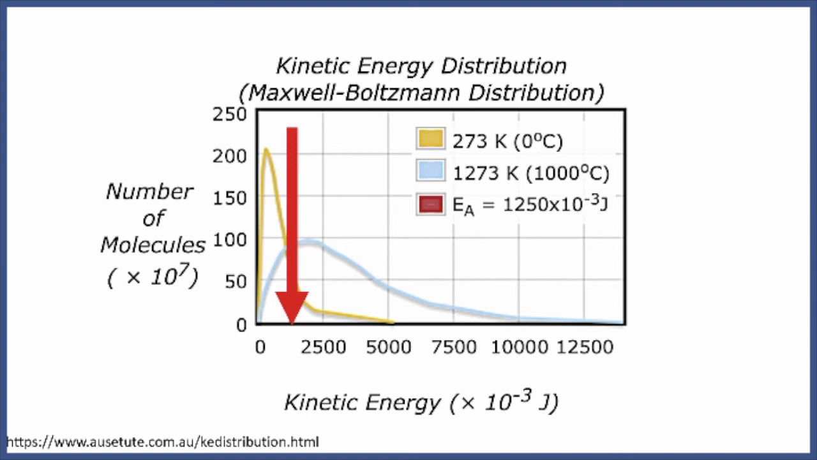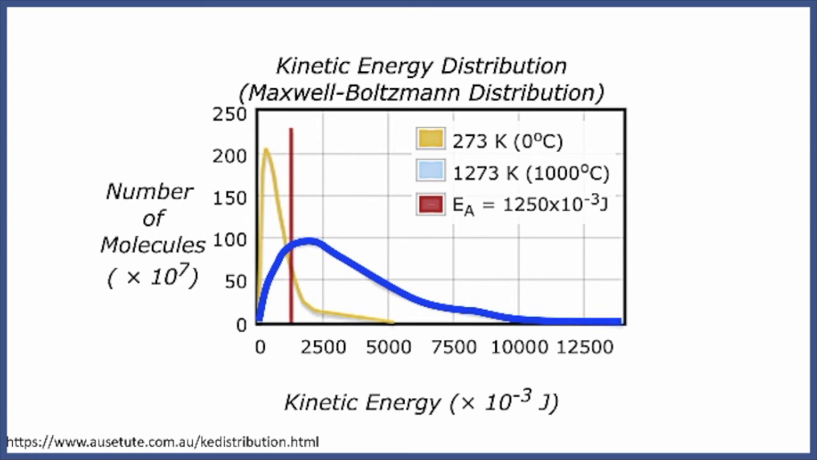We see in our diagram how the yellow curve shows a sample at 273 Kelvin, and this is a very low temperature. So we have a tall peak which is shifted all the way over to the left. When we heat this sample up to 1273 Kelvin, this curve shifts to the right and it flattens out, and this is represented by our blue curve.